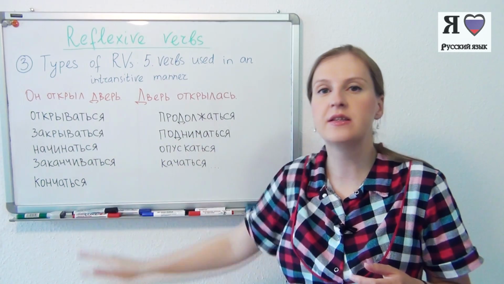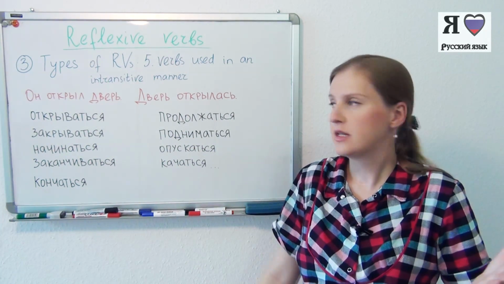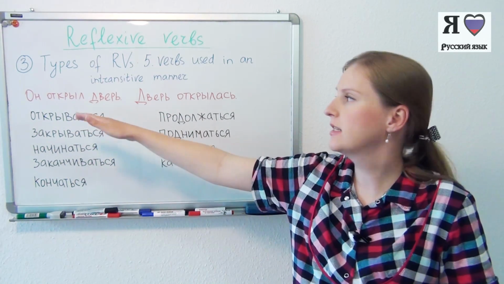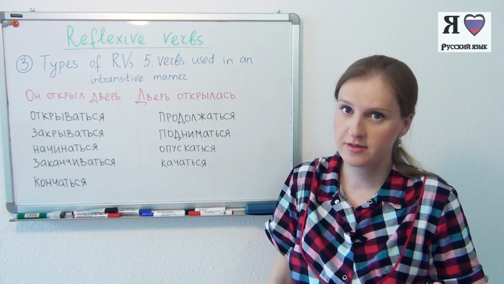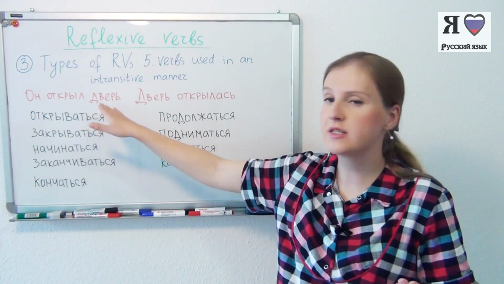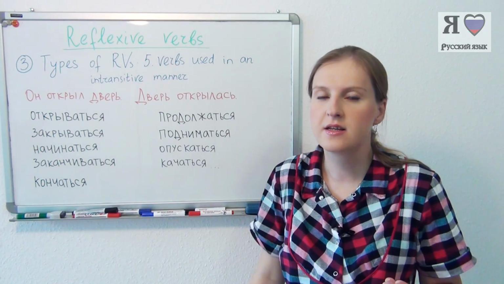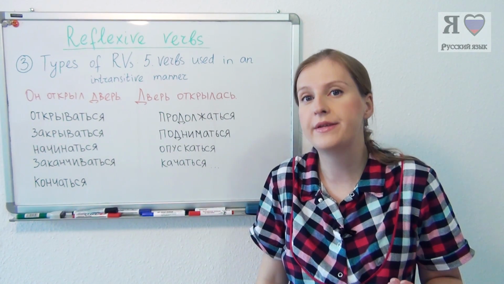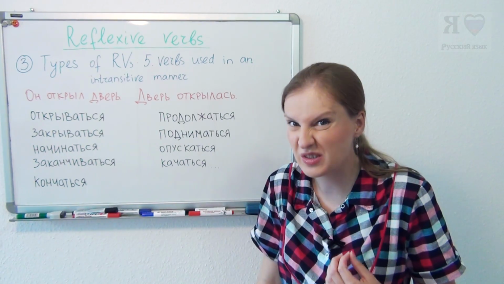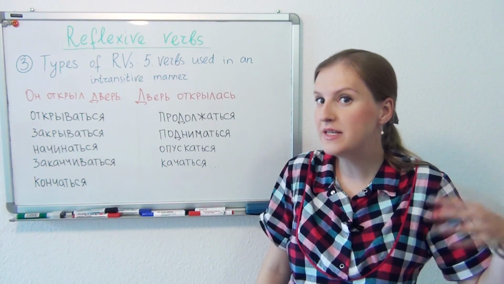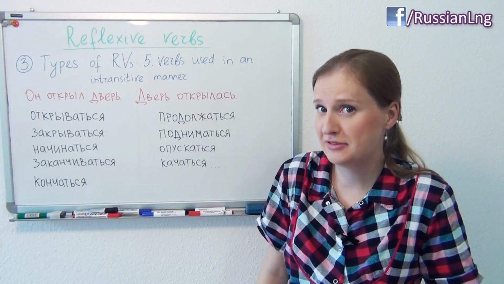Он открыл дверь. He opened the door. We have он, the subject, открыл, the predicate, дверь, the object. And the subject and the object are different things. Дверь открылась. The door opened. Here we mean the door opened itself. So nobody opened it. It did it itself.